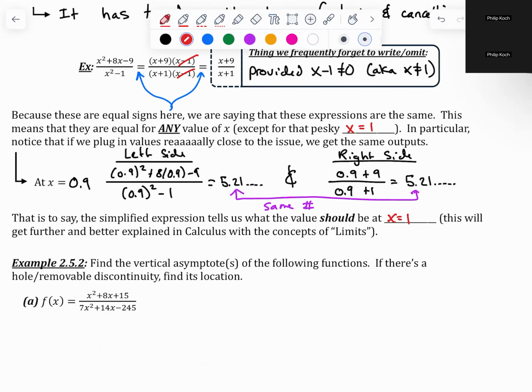This is better explained in calculus in the first unit when we talk about limits. But we don't have calculus knowledge right now, so we can't go into that. But what I want you to understand is that the right-hand side tells you what it should be. If you could plug in 1, here's what the value would be. The simplified version is saying, if you could plug it in, which you can't because you get 0 over 0, but if you could, you would get 5. And so that's how we find the holes.